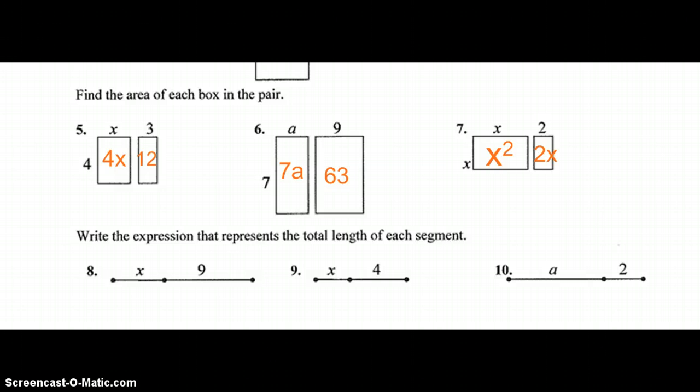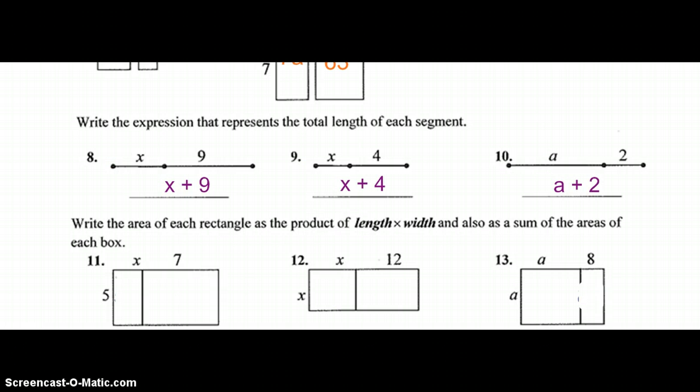In questions 8, 9, and 10, we are trying to find an expression that represents the total length of a segment. So in question 8, if we have a segment that has a portion with a length of x and a portion with a length of 9, in order to find the total length, we would need to add those together to get a total length of x plus 9. In question 9, the total length of the segment is x plus 4. Try number 10. The total length for number 10 is a plus 2.